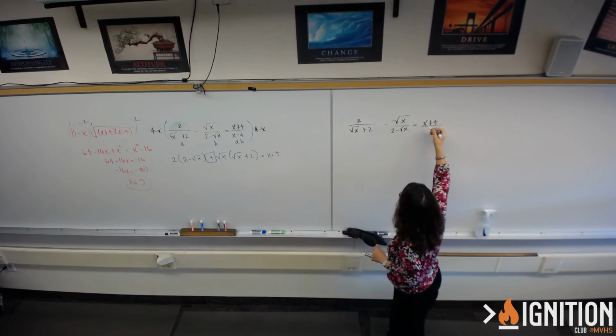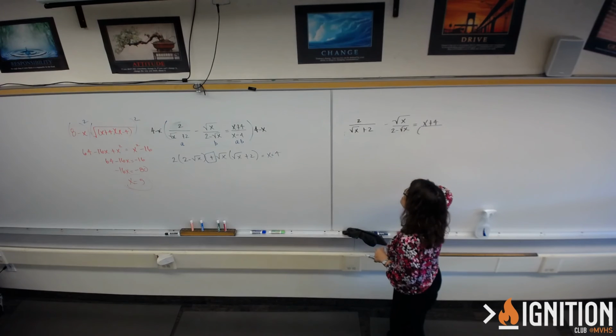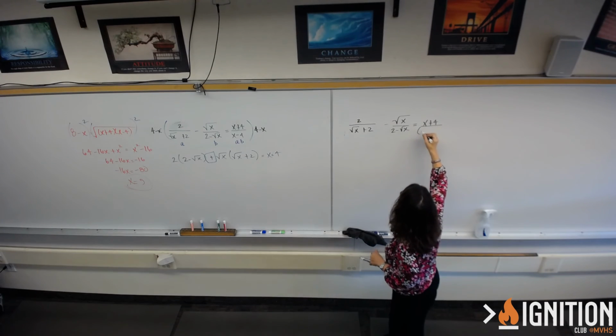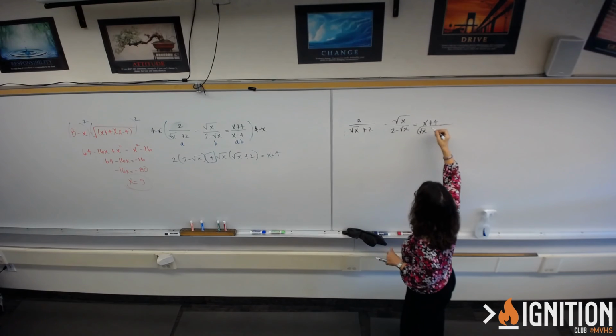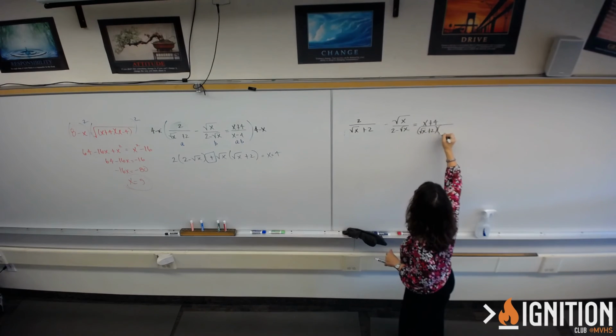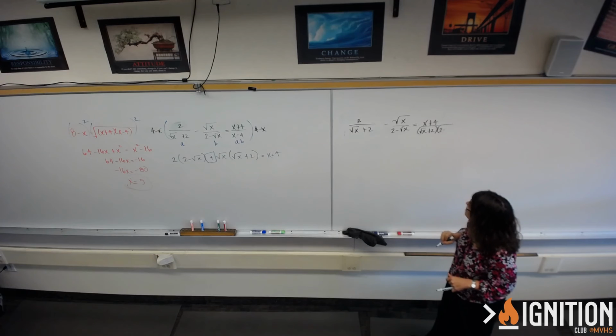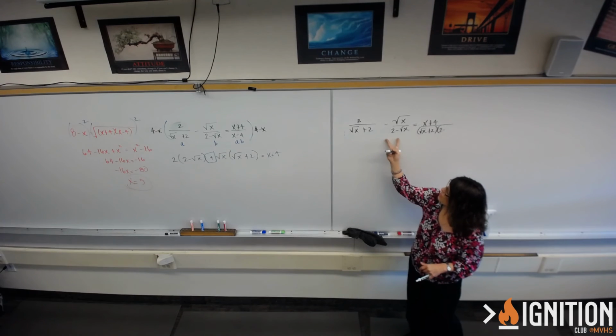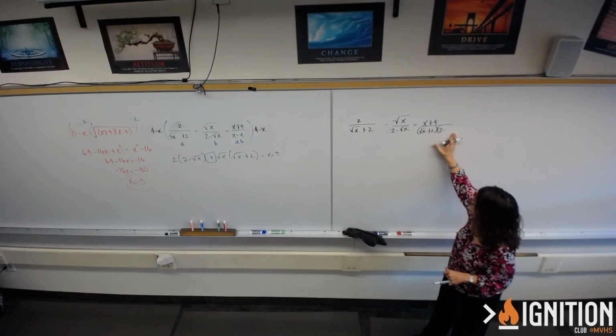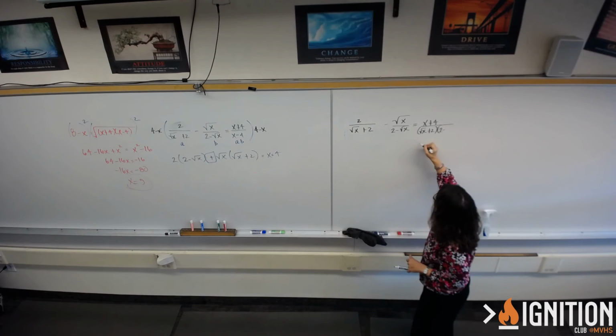I'm just going to rewrite it, watch. This was root x plus 2 times 2 minus root x. What do you get when you multiply these together? What did we say it was? Oh, 4 minus x.